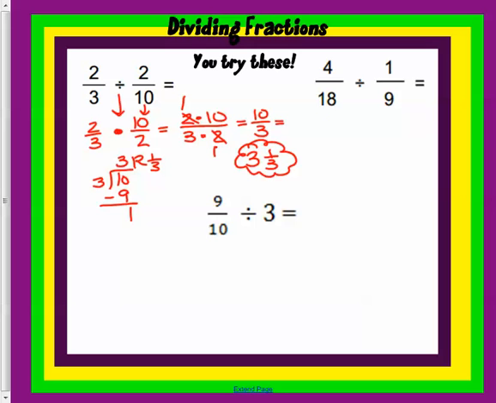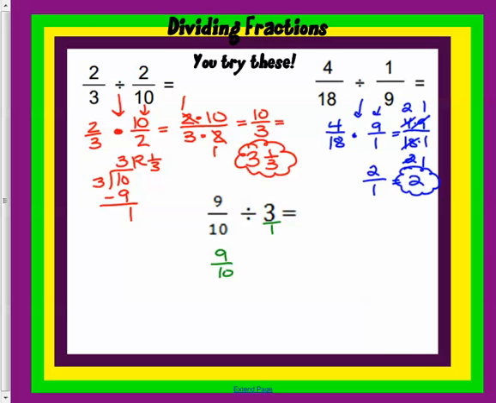Over here, now I have 4/18 times 9 over 1. So 4 times 9 over 18 times 1. And I can recognize that 9 and 18 both share a 9 in common. And then 4 and 2 share a 2 in common. So I'm left with 2 over 1, or just 2.